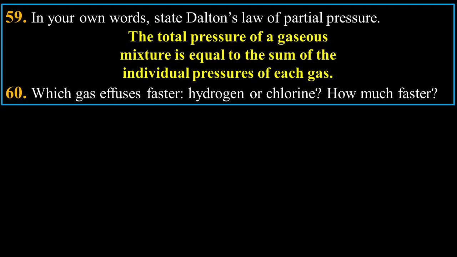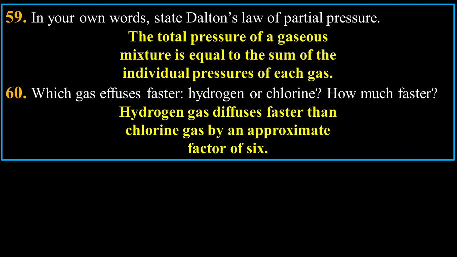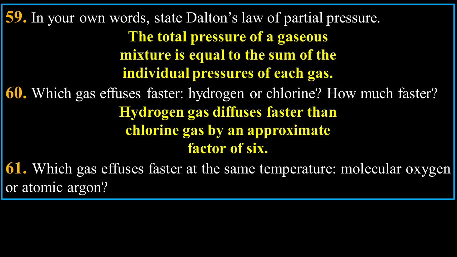Which gas effuses faster, hydrogen or chlorine? How much faster? Well, it's hydrogen. Don't forget hydrogen is H2, not just H. Don't forget chlorine is Cl2, not Cl. Hydrogen gas diffuses faster than chlorine gas at an approximate factor of 6. You would have to actually apply Graham's law to come up with a factor of 6.